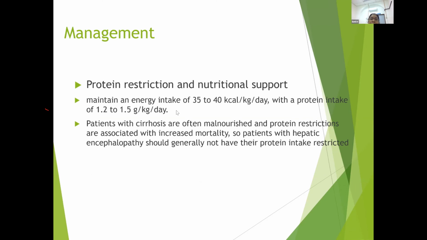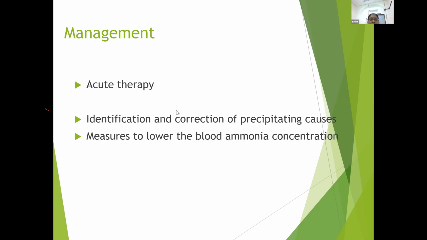Okay, so maintain the energy intake at 35 to 40 kilocalories per kg per day, with the protein intake about 1.2 to 1.5 gram per kg per day. We can get our dietitian to calculate for the patient. Patients with cirrhosis are often malnourished, and protein shouldn't be restricted too much, as restriction of protein is associated with increased mortality. So patients with hepatic encephalopathy should generally not have their protein intake restricted too much. Okay.